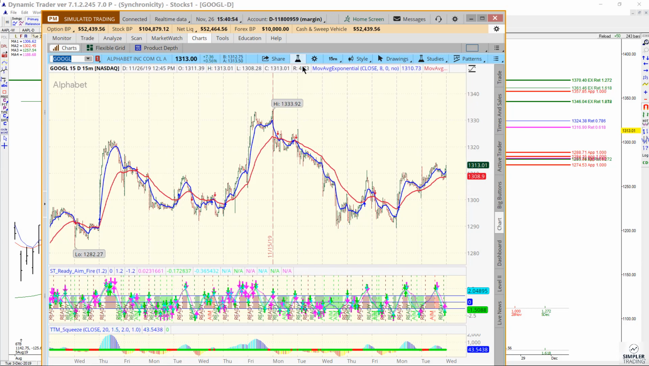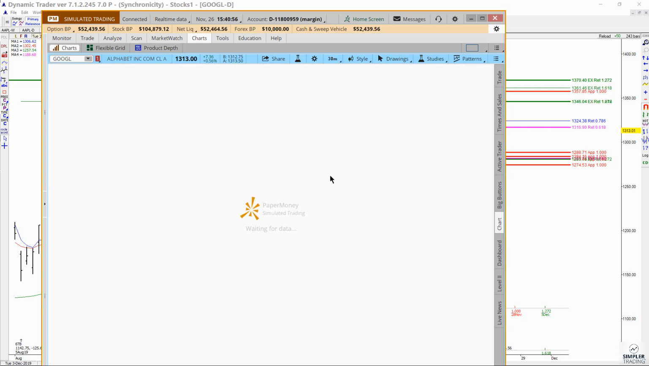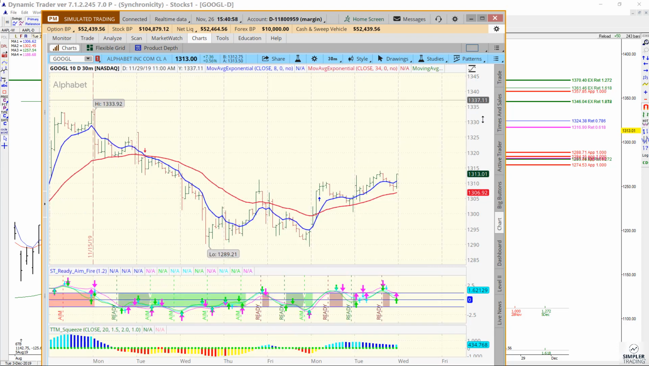And let me show you what it looked like on a 30-minute. The 30-minute, I believe, only triggered once. And I believe this was in Friday's session where you had taken out a prior swing high right over here. And then you also had the 8/34 EMA crossover to the upside here.